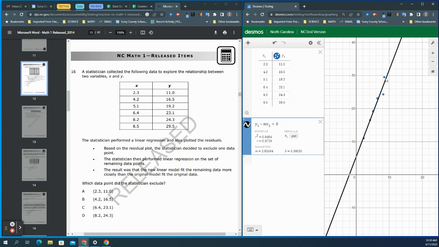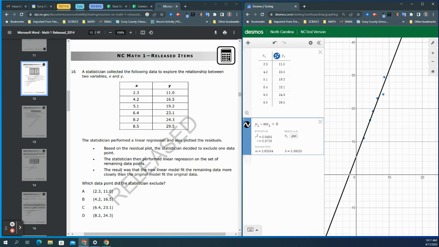So notice here we have our line of best fit going through the points. It tells us that our m is approximately 2.6, our b is approximately 5.38. We have some information here, but here's where we're looking for residuals. And it says in the problem, plotted the residuals. Information about residuals is basically telling us how close the points are to the line.